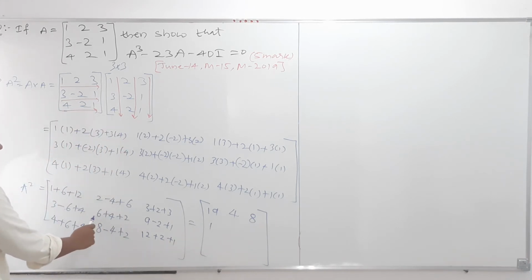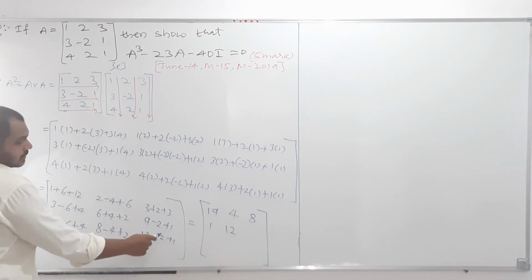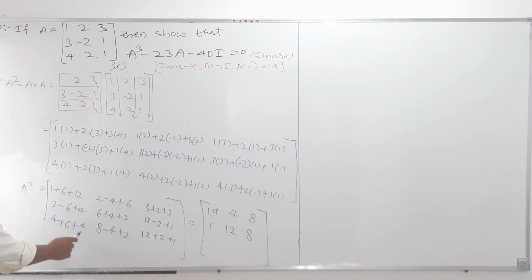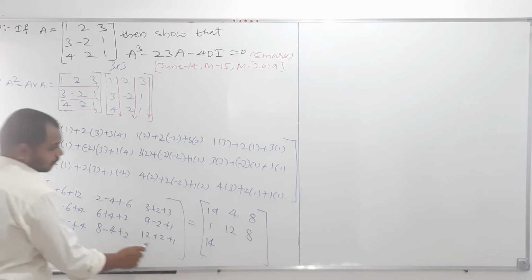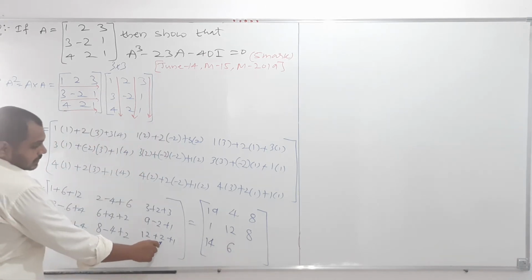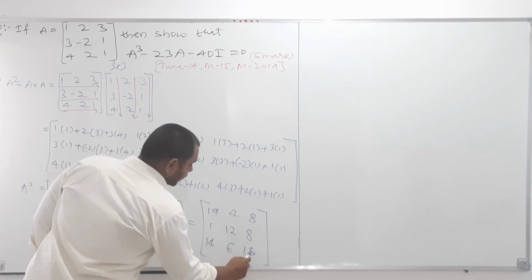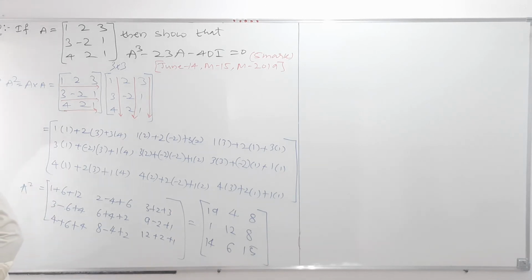6 plus 4, 4 plus 2 is 6. 6 plus 6 is 12. 9 plus 1 is 10 minus 2 is 8. Clear? Next 6 plus 4 is 10 plus 4 is 14. Next 8 minus 4 is 4. 4 plus 2 is 6. 12 plus 3 is 15. So this is your A square value. So what is the A square value my dear students? Your A square value is 19, 4, 8, 1, 12, 8, 14, 6, 15.